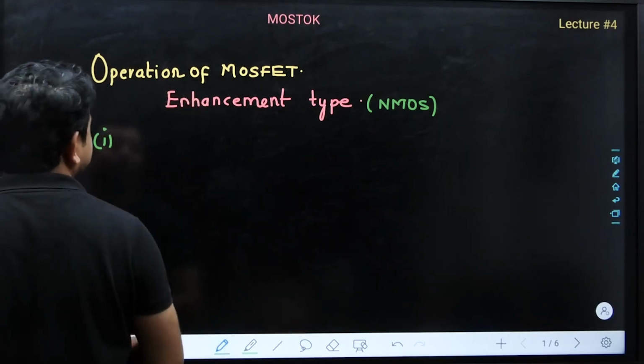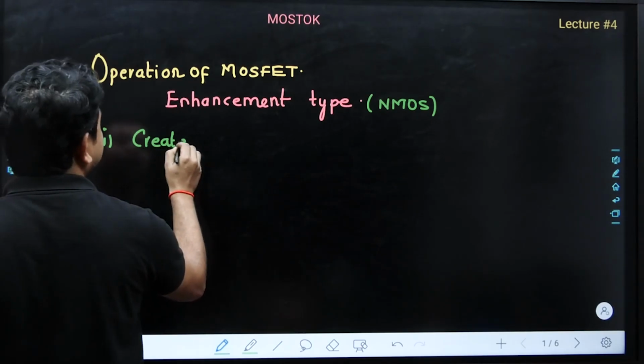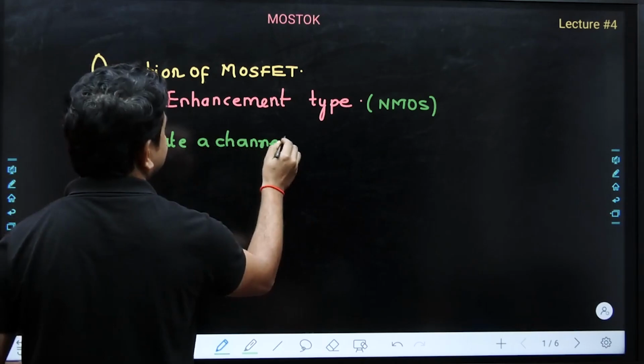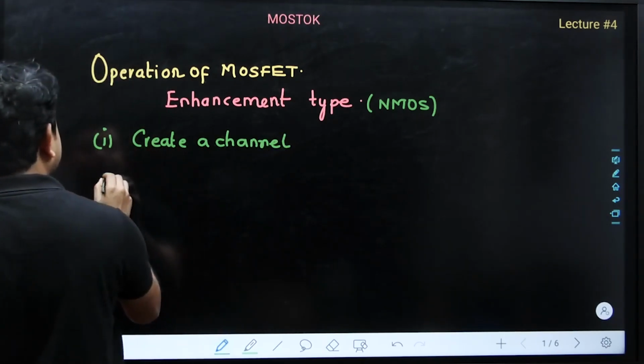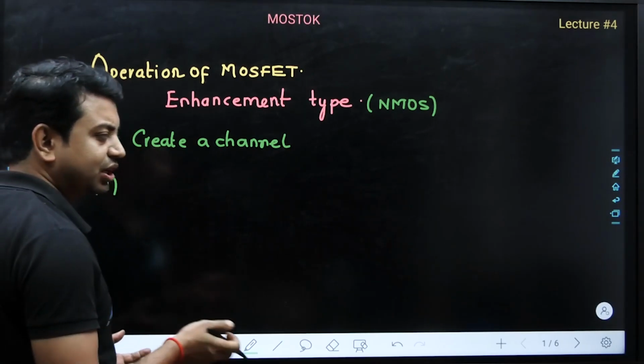The first thing we are going to see inside the operation of MOSFET is that I want to create a channel. This is the first thing you have to understand inside the MOSFET. And the second thing is, after creating the channel, we want the current.